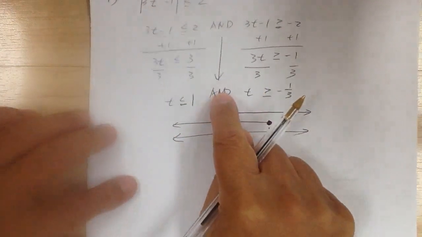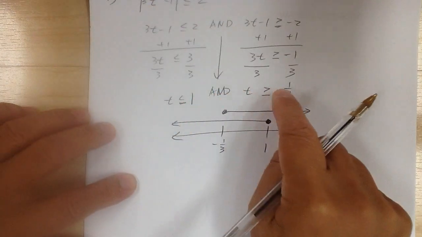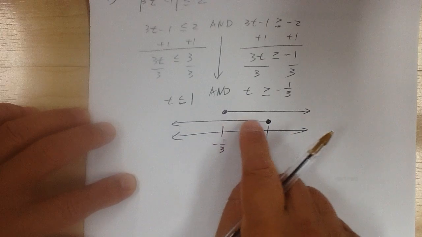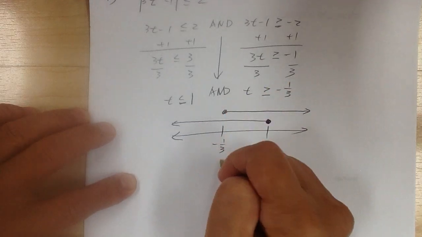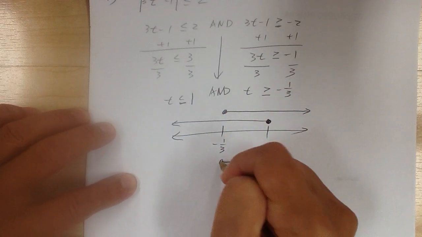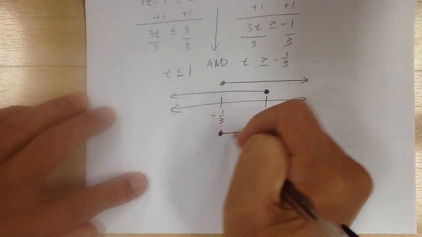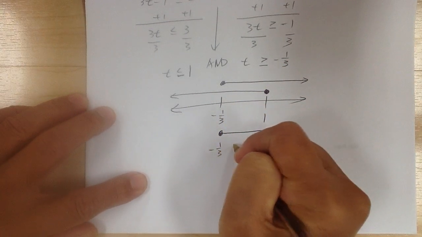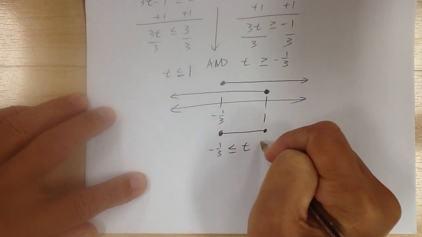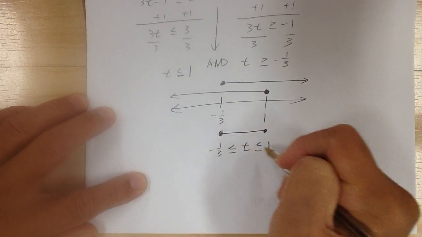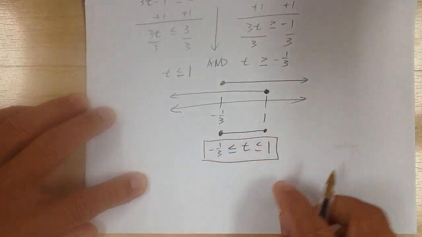Now you have to apply AND. So you have to be in here and have to be in here. So you have to be in this region over here. So the region that is in both are from here to here. Okay, and when you write, you just line things up. So it would be negative 1/3 is less than or equal to t, less than or equal to 1. Okay, and this would be your final answer.